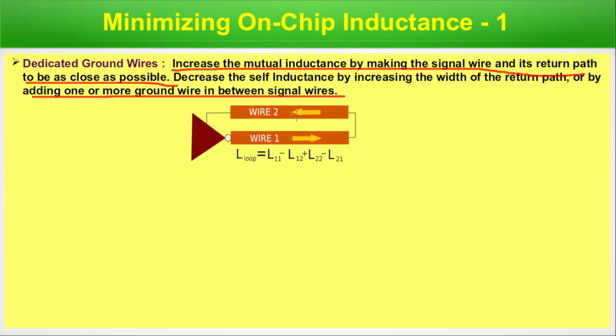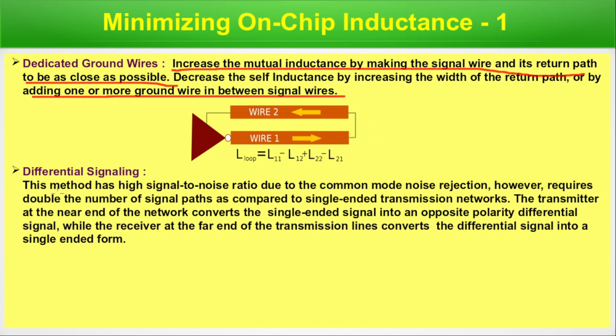The next method is differential signaling. This method has a high signal to noise ratio due to common mode noise rejection. However, it requires double the number of signal paths as compared to a single-ended transmission network. The transmitter at the near end of the network converts the single-ended signal into an opposite polarity differential signal, while the receiver at the far end of the transmission line converts the differential signal into a single-ended form.